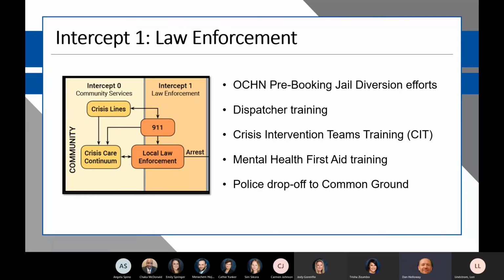It is exactly as the name implies. It's no charges. We want to bypass the criminal justice, judicial system altogether, and of course the corrections system. We want to get these folks linked up with services right from the community.